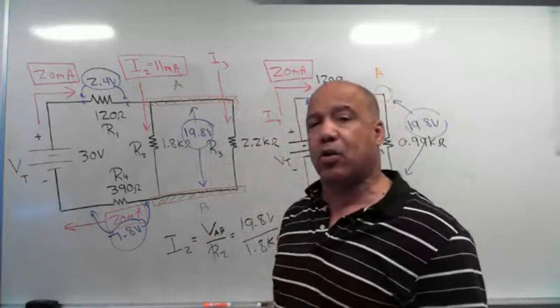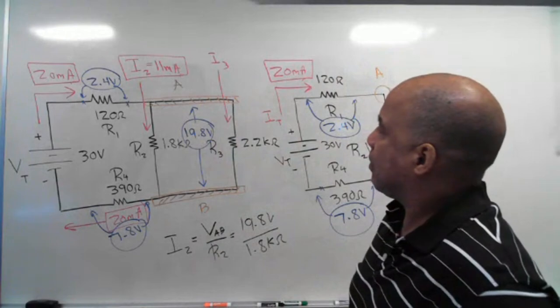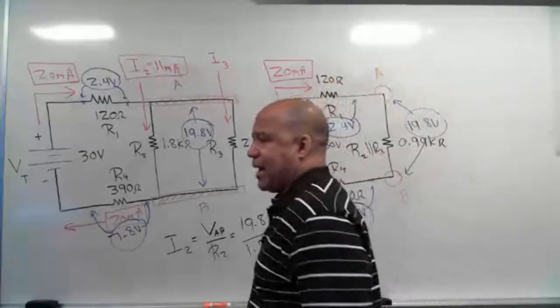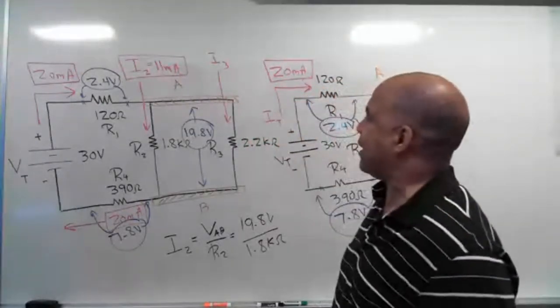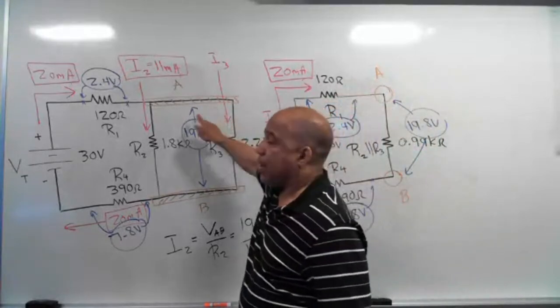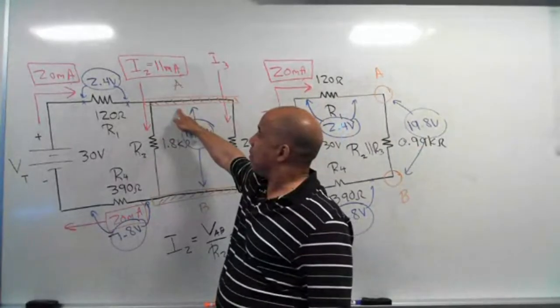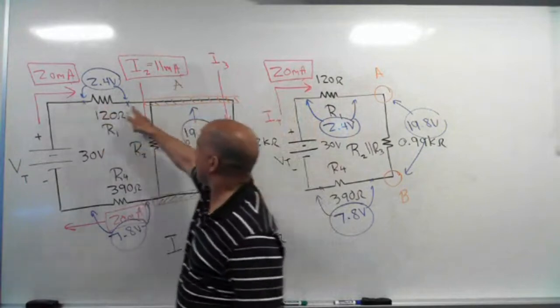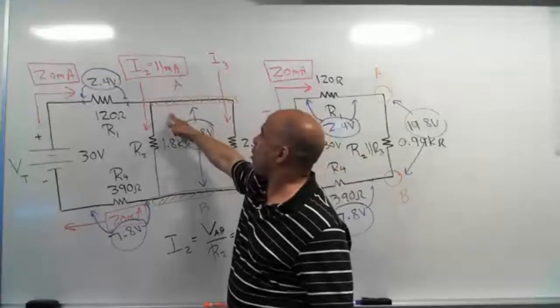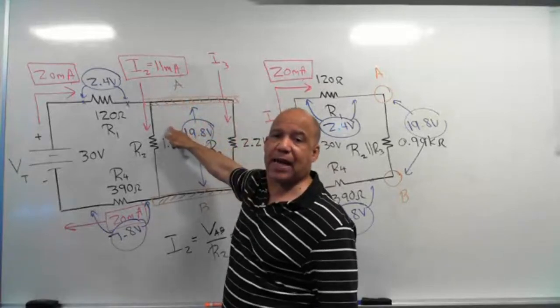But who can tell me another easier way to get I3? Subtract 11 from 20. Okay, I think somebody's audio is messing up, but I think he's got the right idea. We're going to use Kirchhoff's current law at node A. How much current is flowing into node A? 20 milliamps are flowing into node A. How much current is flowing out of node A? 11 milliamps is flowing out of node A.